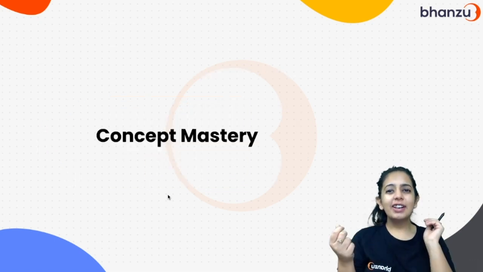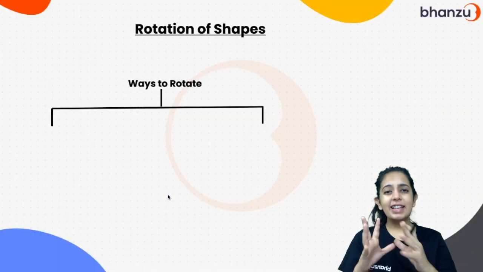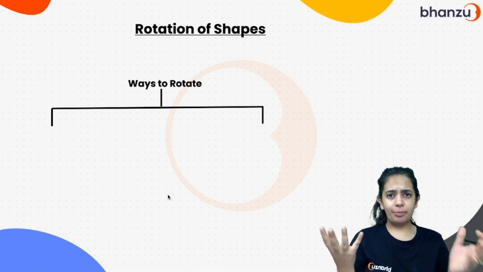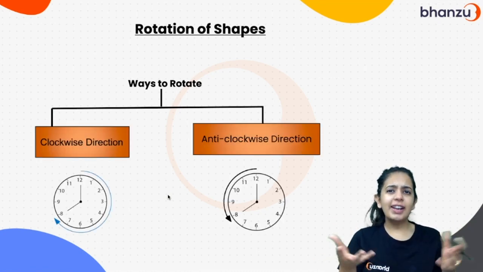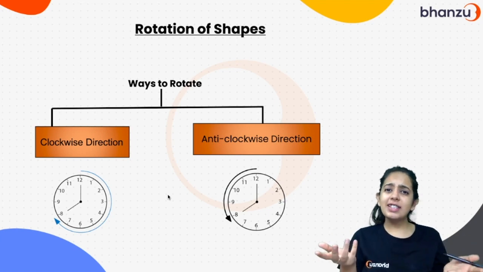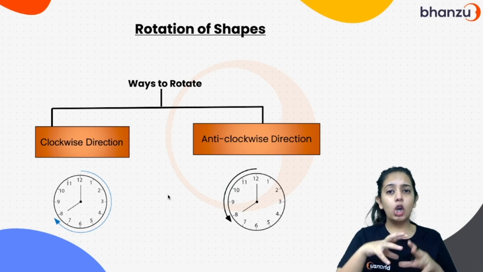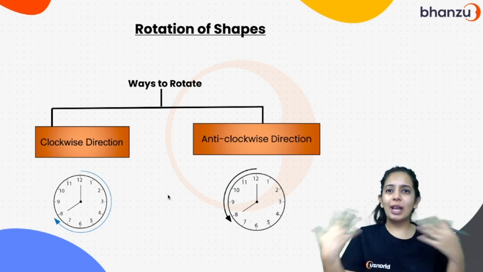Now, for that, we need to learn about the concept called rotational symmetry. So in this lesson, I'm going to tell you what rotational symmetry is. There are different ways to rotate a shape, right? You can rotate it clockwise, just like how the clock moves, or you may also rotate it anti-clockwise, which is the opposite of the clockwise direction. Alright, so in either way, you can rotate that rectangular shape, clockwise or anti-clockwise. But make sure you are getting the same shape back.